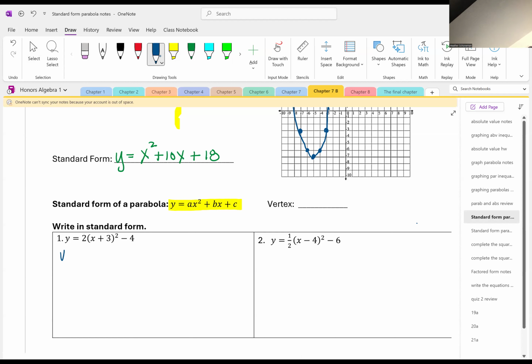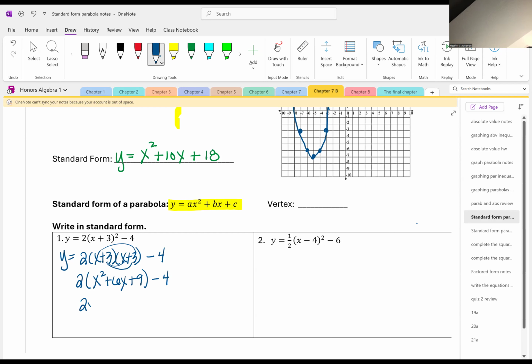But when you do that, you've got to do the exponents first. So this is really x plus 3 times x plus 3. You can't distribute that because there's a plus sign in there. So when we multiply that, x times x is x squared. And then over here, we'll get 3x and another 3x for a total of 6x. And 3 times 3 is 9 minus 4.